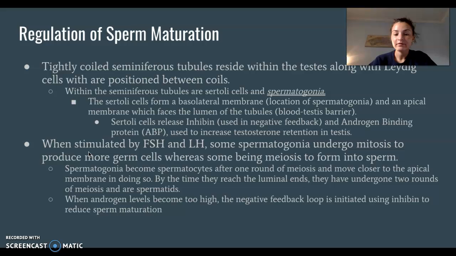However, when androgen levels become too high, so this includes testosterone and also, as discussed, inhibin, the negative feedback loop is initiated in order to reduce this process of sperm maturation by ultimately reducing gonadotropin-releasing hormone release and then subsequently FSH and LH.